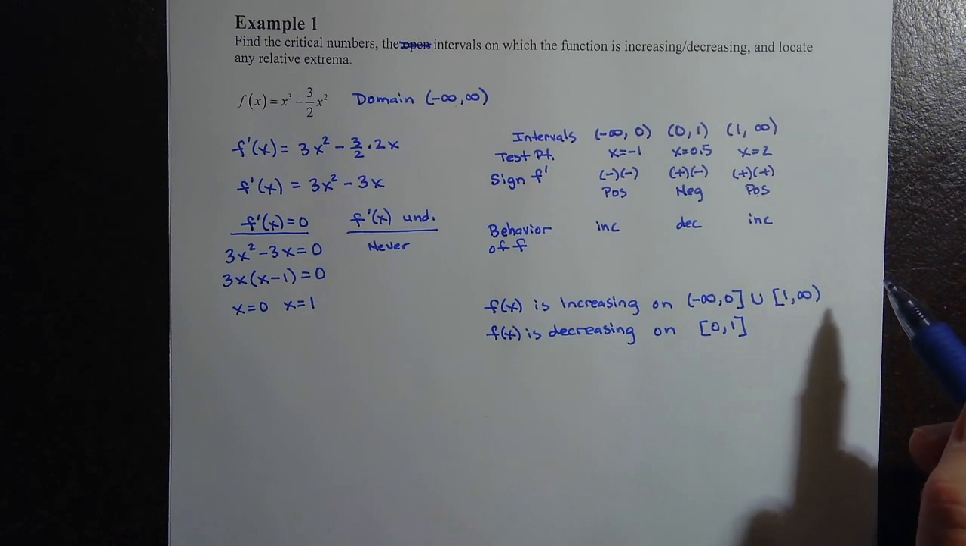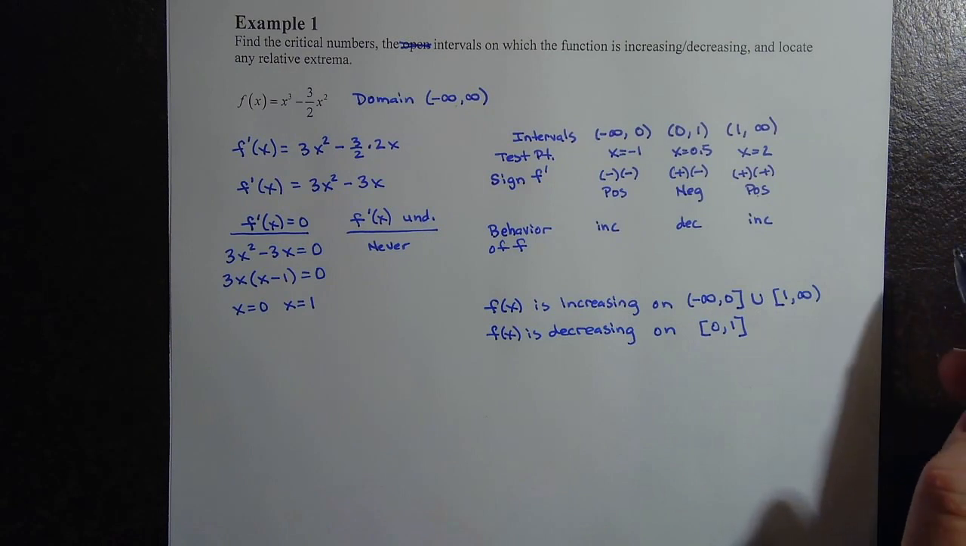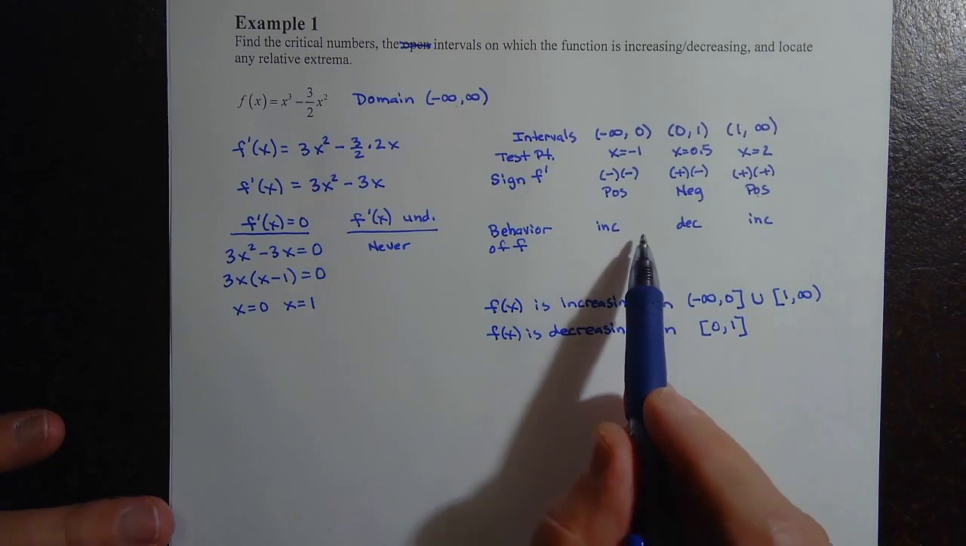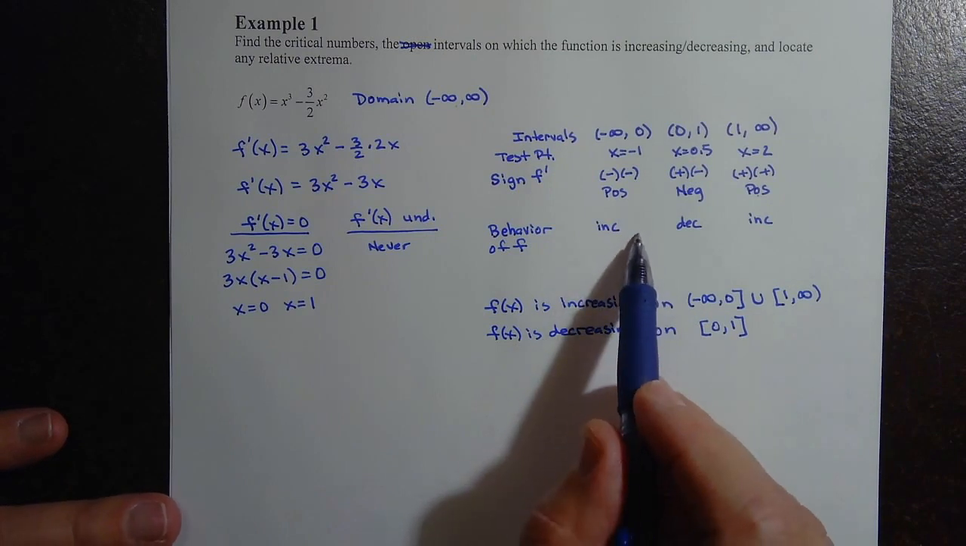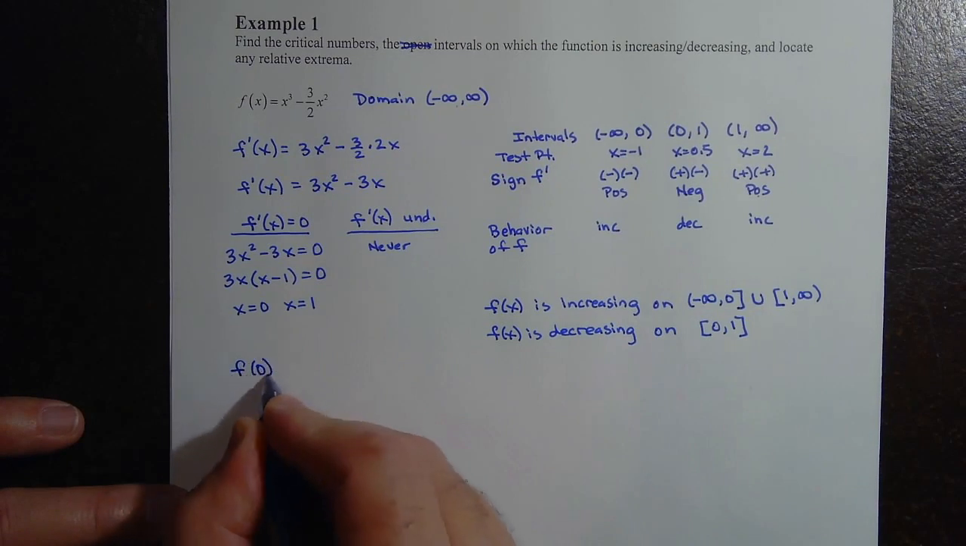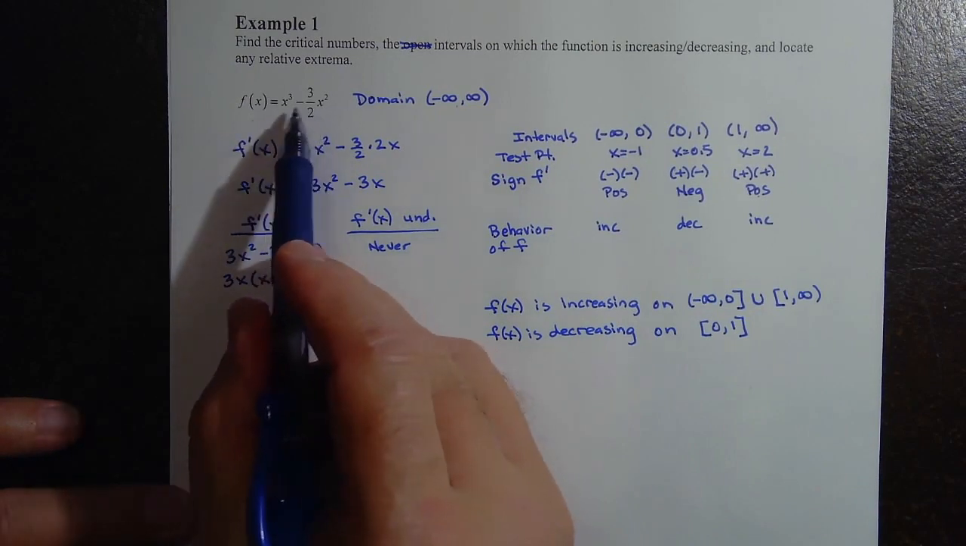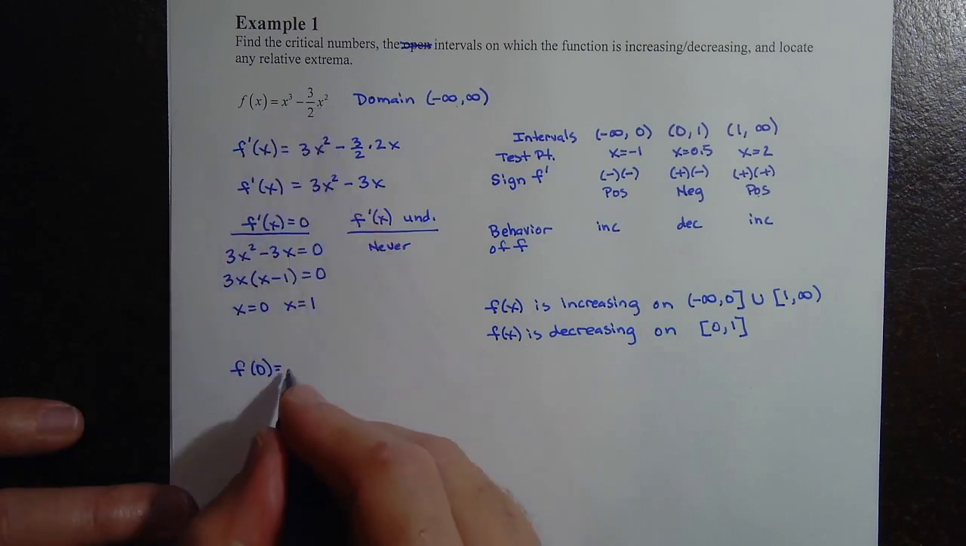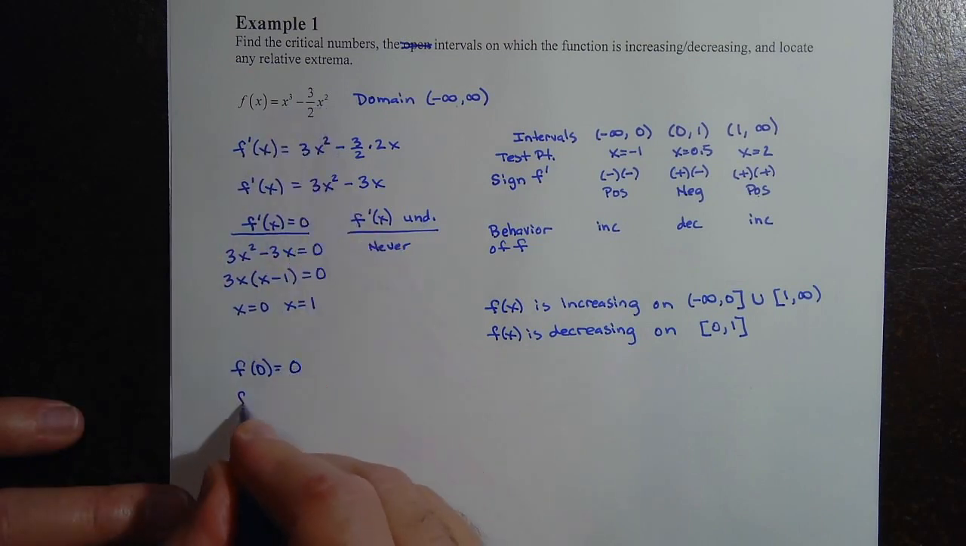All right, here we go. All right, we need to find f of 0 because that's going to be a maximum, okay? So f of 0 we need to find. Okay, so if we put 0 in here, well, that would just be 0, okay? And also f of 1.